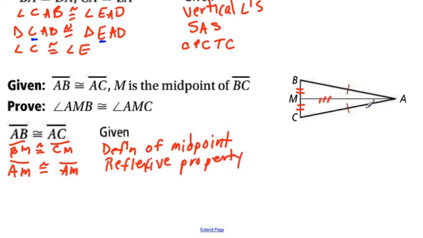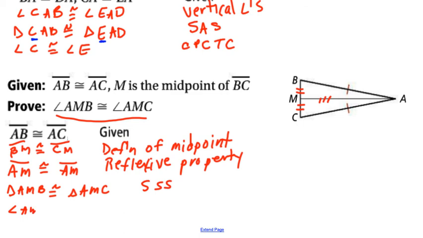Okay, so now we have all of the sides congruent, so we can say, therefore, triangle AMB is congruent to triangle AMC. And what's our reason? Well, we have all three sides, so that would be the side, side, side triangle congruence theorem. So lastly, we can say what we were trying to prove: angle AMB is congruent to angle AMC, and our reasoning will be corresponding parts of congruent triangles are congruent, CPCTC.